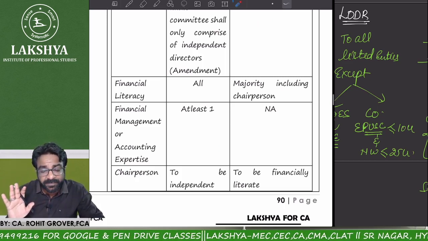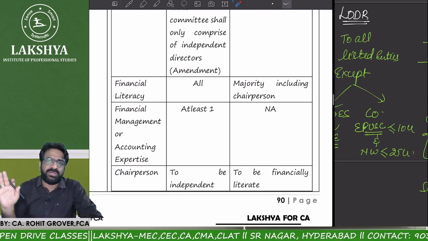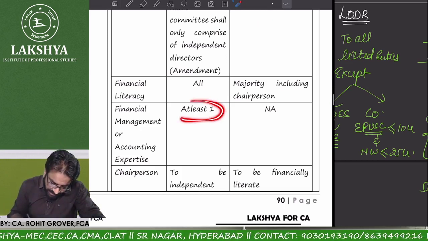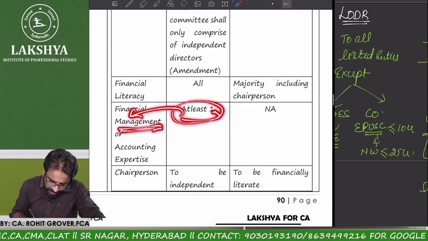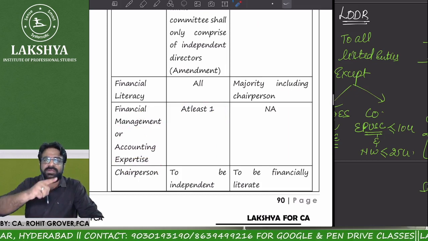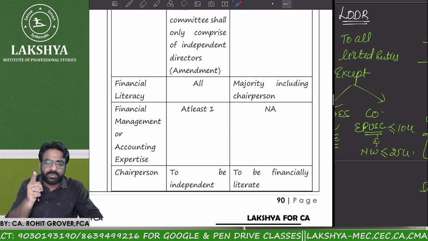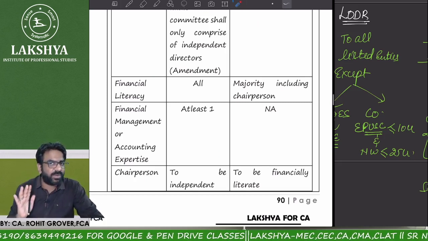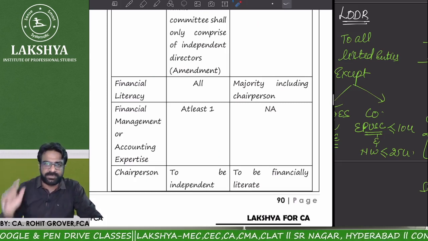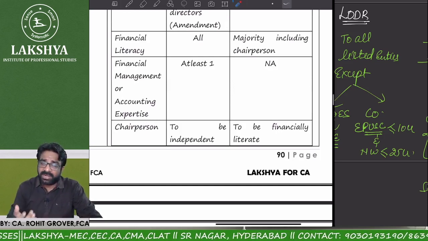The Companies Act is satisfied with financial literacy, but SEBI LODR says that out of all the financially literate people, we need one as a financial expert. At least one should be a financial management or accounting expert among all the financially literate people. So there are a total of 9 members. All 9 should be financially literate, but among those 9, one should be a financial expert. Clear?